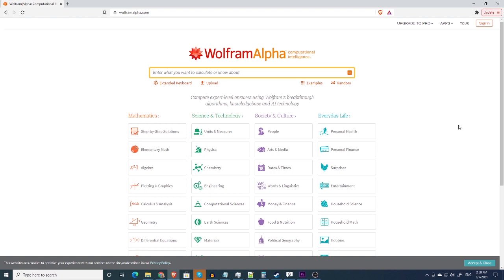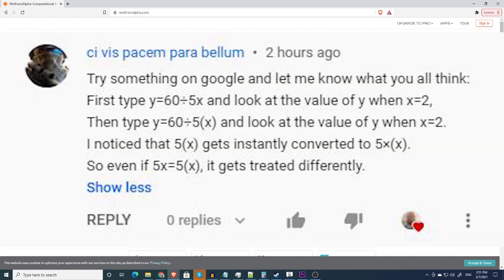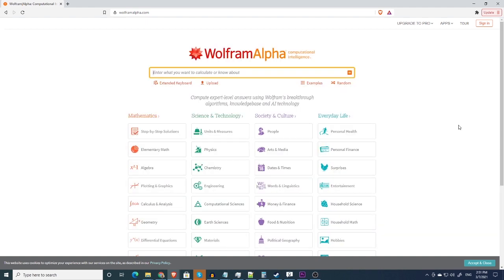Now, this addendum is brought to you by the fact that I read a different comment from a person with the name of C. Vis Pacem Parabellum, or C. Vis. I'm not sure how they pronounce that Latin. It could be Church Latin. It could be Ancient Latin, for all I know. The good news, Latin is a dead language, so it doesn't matter how we pronounce it, right? No big deal there.